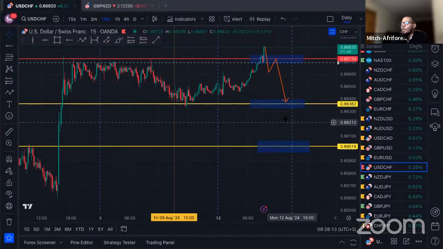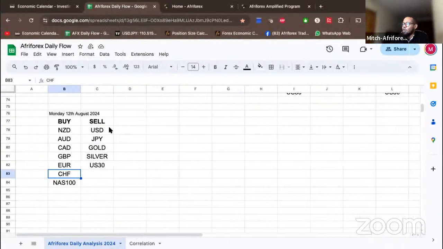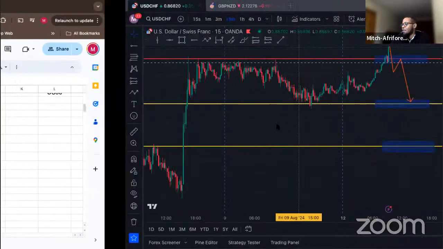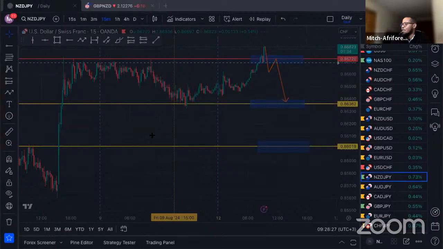So I hope that's clear on all the US dollar pairs. As you can clearly see, we've mixed and matched the US dollar pairs with all the pairs on the buy side. So right now, we're going to do the same thing with the Japanese yen pairs. So we'll start off with the New Zealand dollar against the Japanese yen.